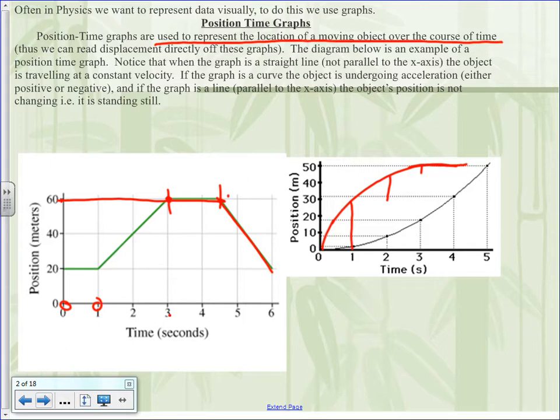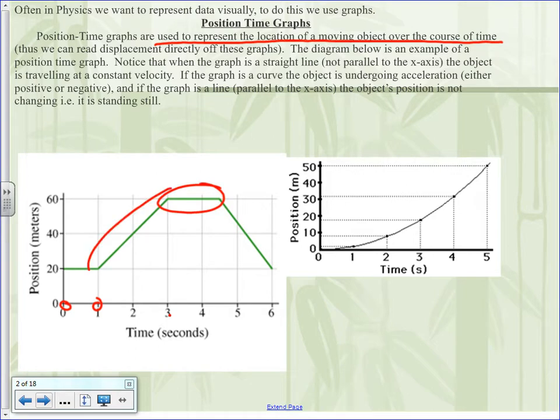So just little things that we don't have to memorize. We just have to recognize and use some critical thinking skills when we look at a graph and go, if the graph's doing this, what does that tell me is going on? If the graph is parallel to the x-axis, so it's flat like it is here, the object's position isn't changing, so it's standing still. If it's a straight line that's not parallel, like this part, then it's moving at a constant speed, or constant velocity. In this case, forward. In this case, backwards.